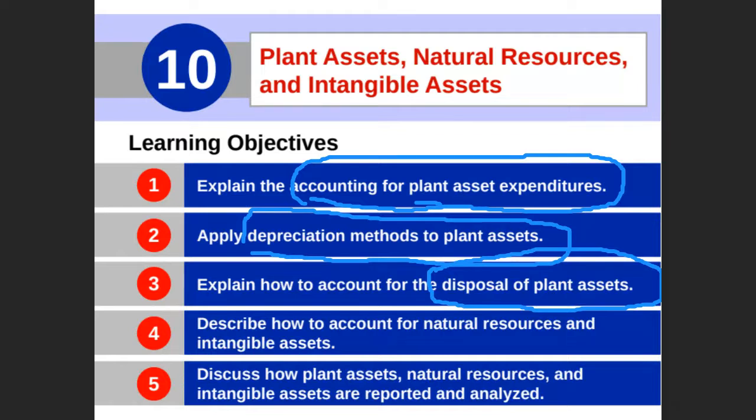Also, in companies, you have natural resources. Like in the case of Aramco, they have oil reserves, oil wells. In the case of Ma'aden, they have mineral reserves. Those are natural resources. What is the accounting treatment for them? Also, you have intangible assets like copyrights and patents. We'll see them later on. What is the accounting treatment? This is what you will learn.